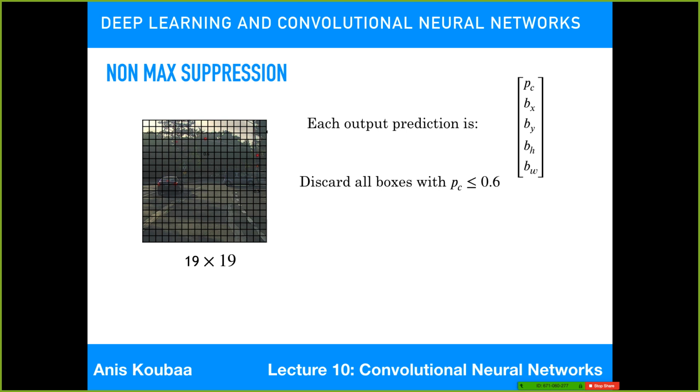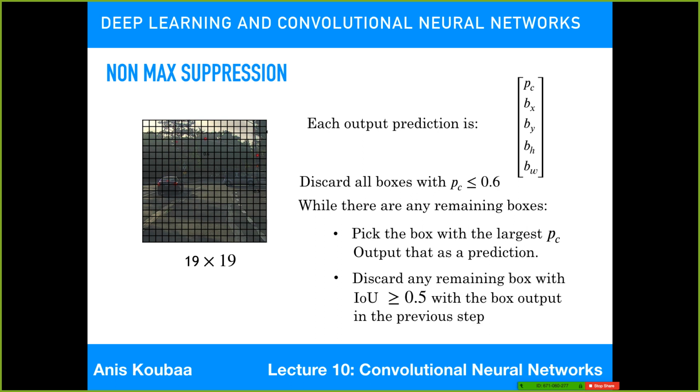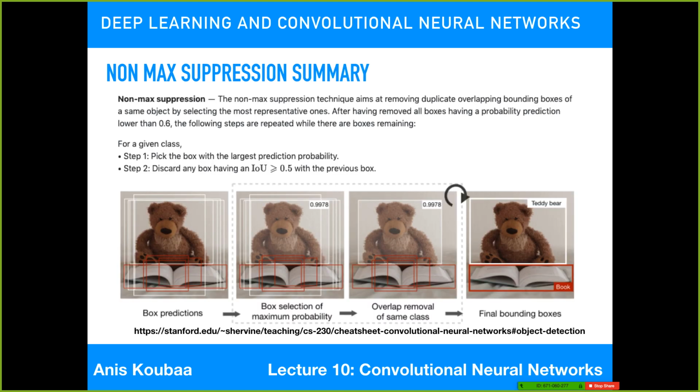Okay, so the algorithm here, when you have an output prediction like this, the probability of detection of the object and the bounding boxes. First of all, we are going to discard all the boxes with a probability of presence of the object smaller than 60%. And then, while there are remaining boxes, we will pick the box with the largest pc output, the probability of prediction, this one. And then discard any remaining box with an IOU greater than 0.5. Okay, so this is a slide summary about the non-max suppression algorithm.